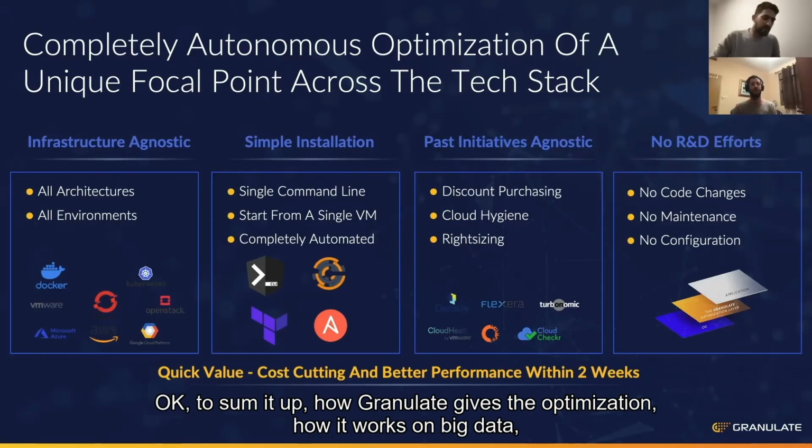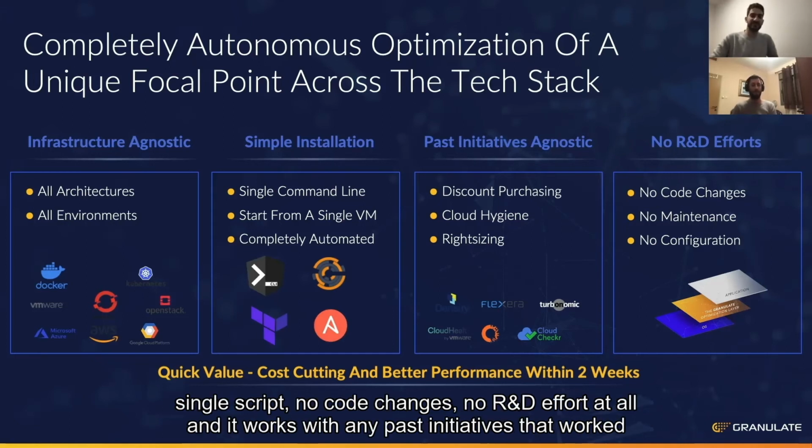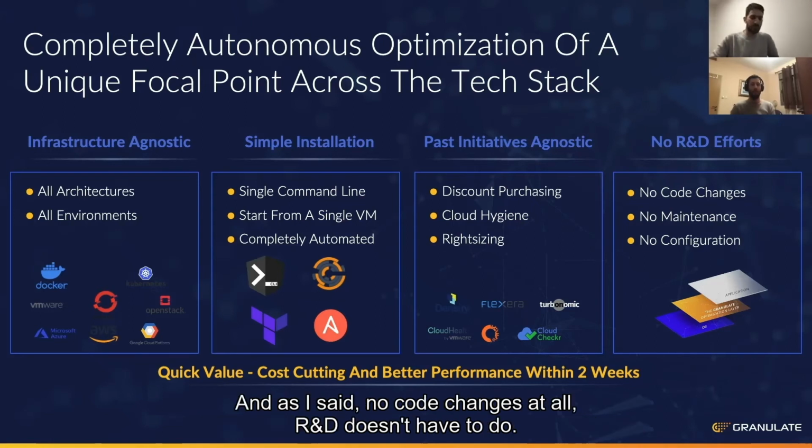Okay, to sum it up, how Granulate gives the optimization, how it works on big data. It is infrastructure agnostic, meaning it works everywhere. The installation is very, very simple, a single script, no code changes, no R&D effort at all. And it works with any past initiatives that worked on the machines or on the infrastructure. So Granulate can always just improve what you have there. And as I said, no code changes at all. R&D doesn't have to do anything.